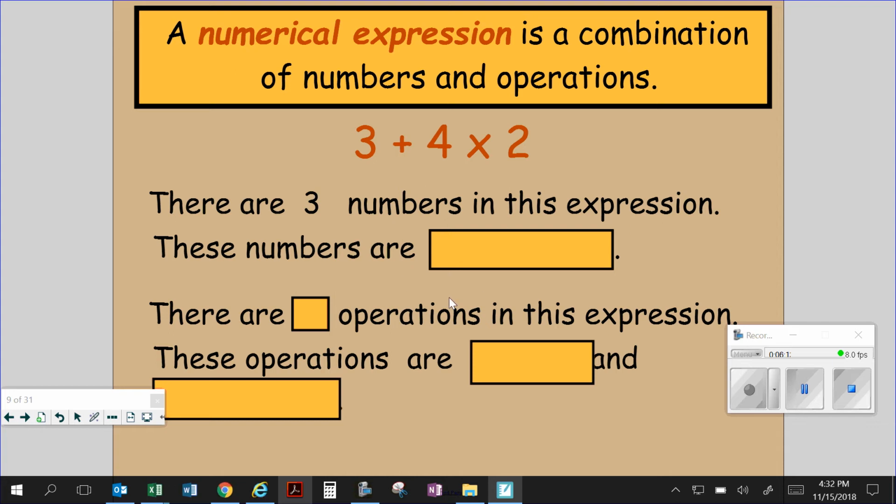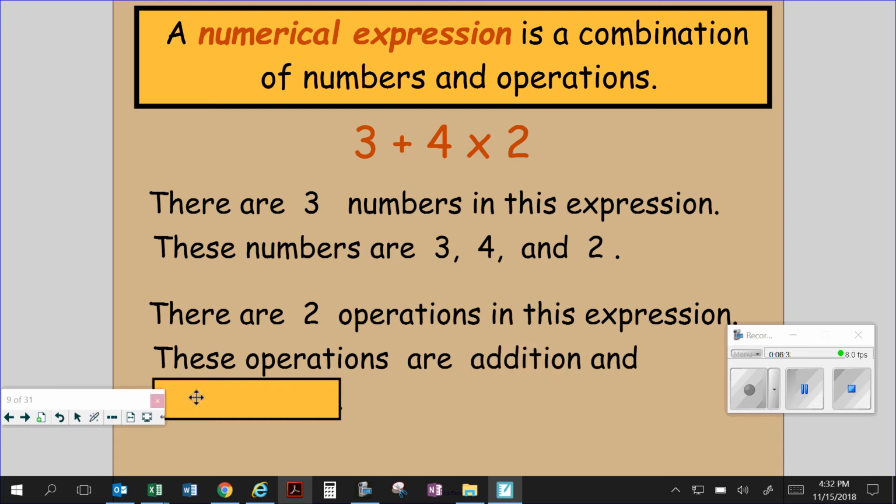If you think you could fill these in on your notes without me, you may pause at this time and then come back. So these numbers are 3, 4, and 2. How many operations are in this expression? 2 operations. These operations are addition and multiplication.